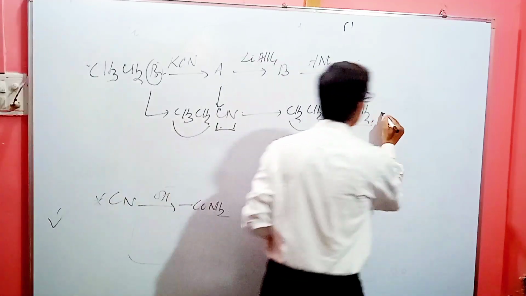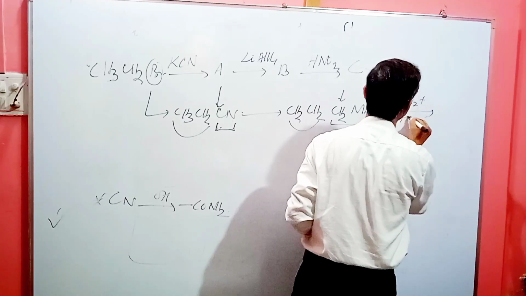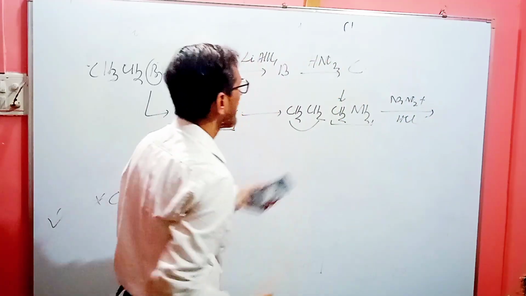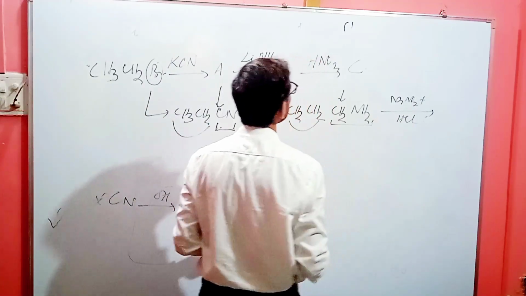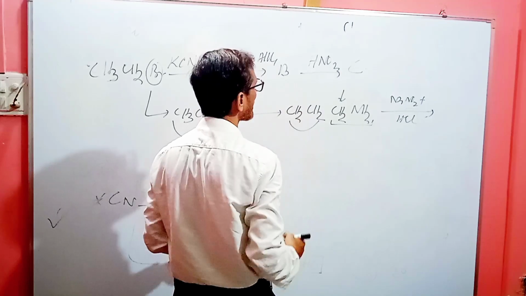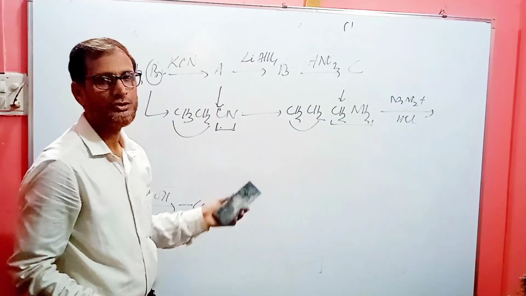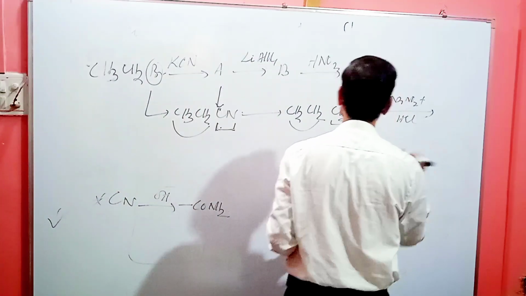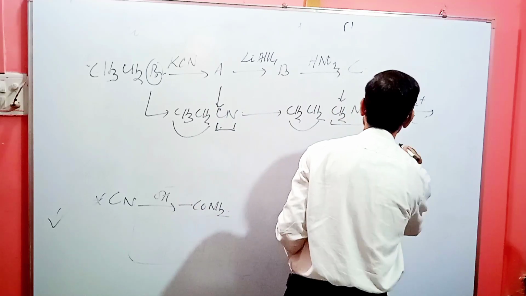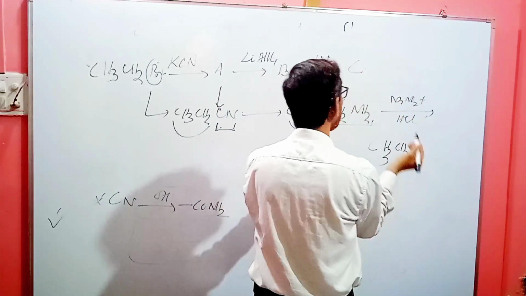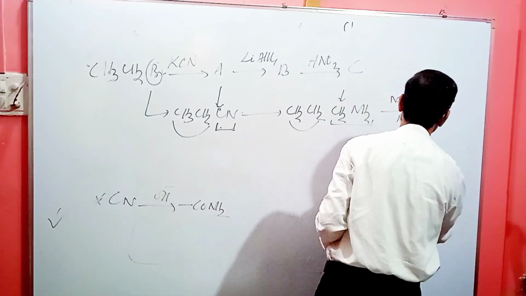Now next one is nitrous acid. In your exam it may be written as NaNO2, HCl, may be given in this way. So it is very simple. It gives you alkyl diazonium chloride, and on hydrolysis with water you will get alcohol. So I am jumping the step, CH3CH2N2+Cl-, and on water we are getting alcohol.